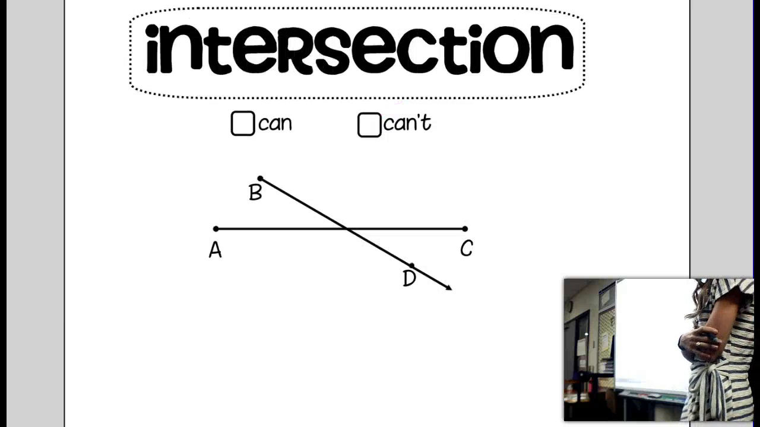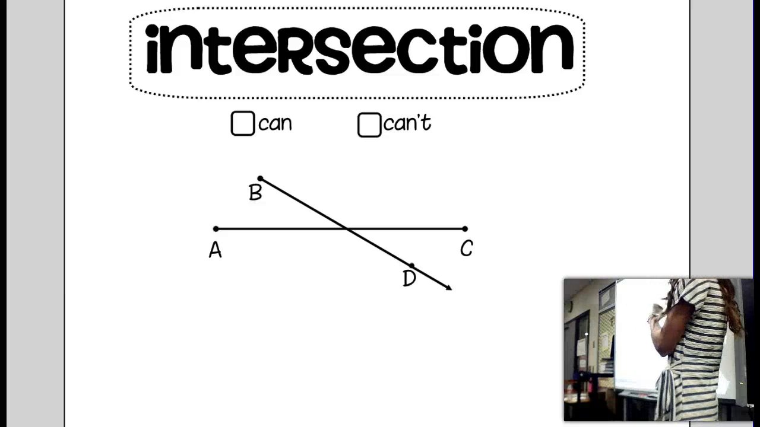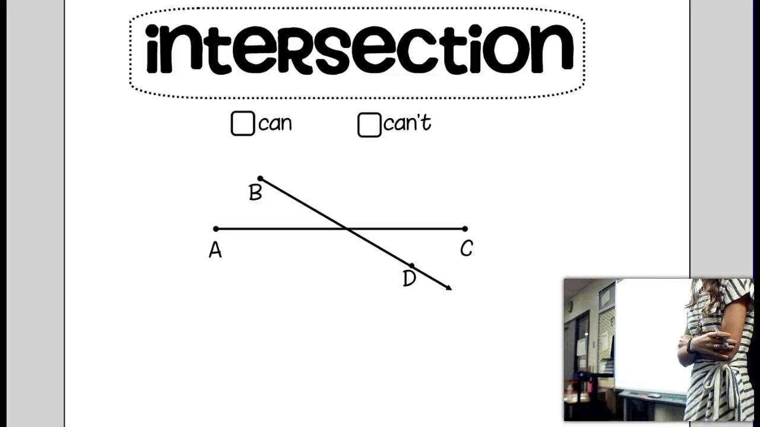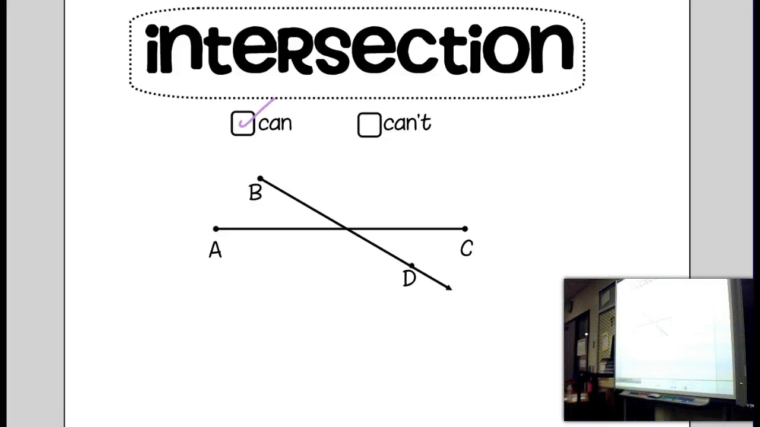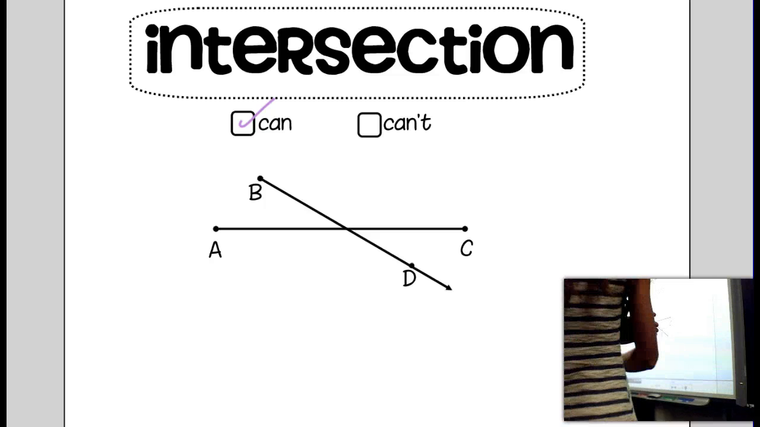Intersection. Can I assume that BD intersects AC? Do they meet up? Yeah, I can assume that. So put that in the can column. Can assume, put the word intersection, and then draw a picture of two lines intersecting. You don't have to name the lines like I did. Just draw two segments. This is in the can, not the can't, so just be careful. All right. Can.